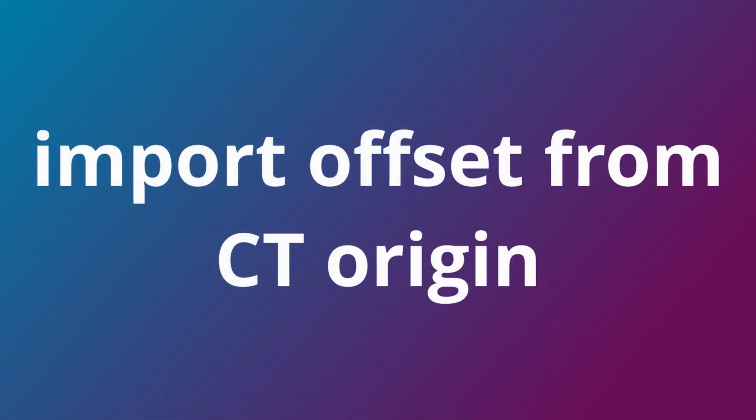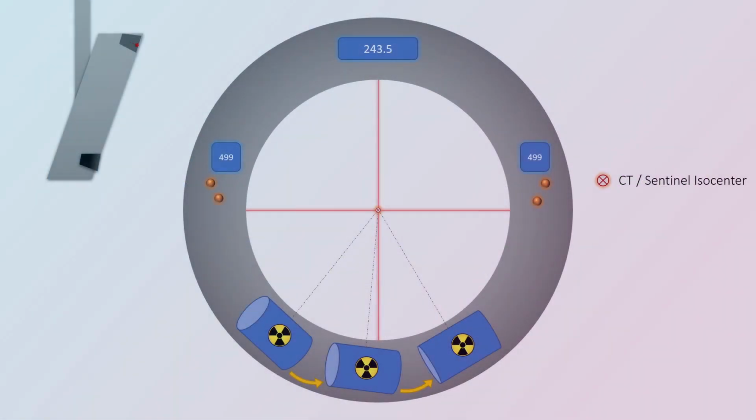And now to the second option for import offset. By choosing the option CT origin, c4d will use the isocenter coordinates in relation to the DICOM origin of the CT data. And as every CT vendor defines its DICOM origin differently, we first need to make sure that the DICOM origin matches with the Sentinel isocenter. Otherwise, we do have an additional unwanted offset.